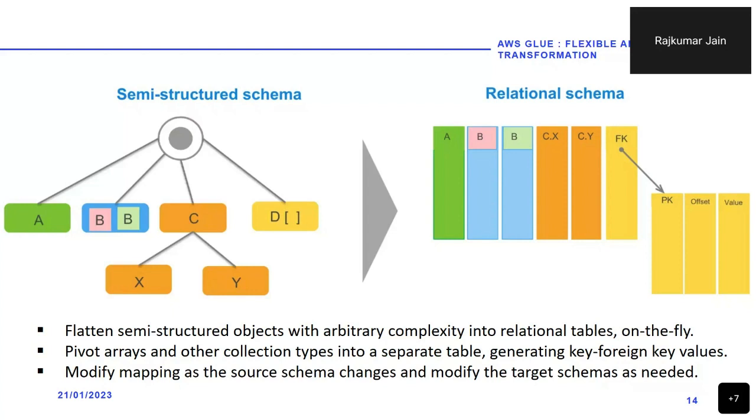Then you can modify your mapping as per the source schema changes and modify the target schema as needed. And that's how it has that level of flexibility in Glue, on the data catalog side, where it can easily adapt to the transformations of your data.